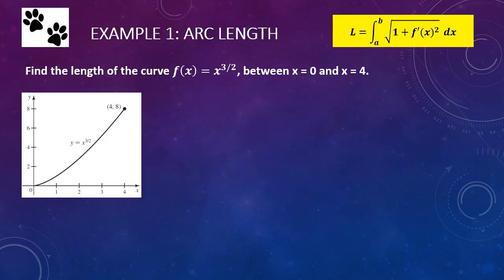So let's look at our first example. Find the length of the curve f of x equals x to the 3/2 between x equals 0 and x equals 4. By looking at the image, we can see that the curve is continuous between 0 and 4, and so we can apply the definition of arc length here. So we need to find the derivative of f of x, plug it into this formula with the limits between 0 and 4. So go ahead and try this problem.